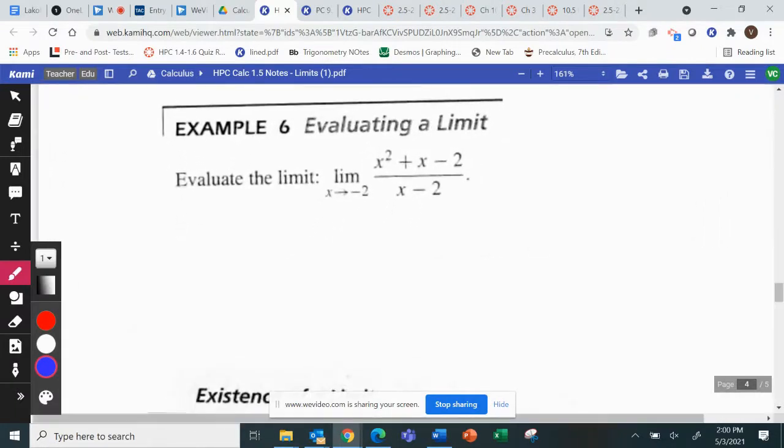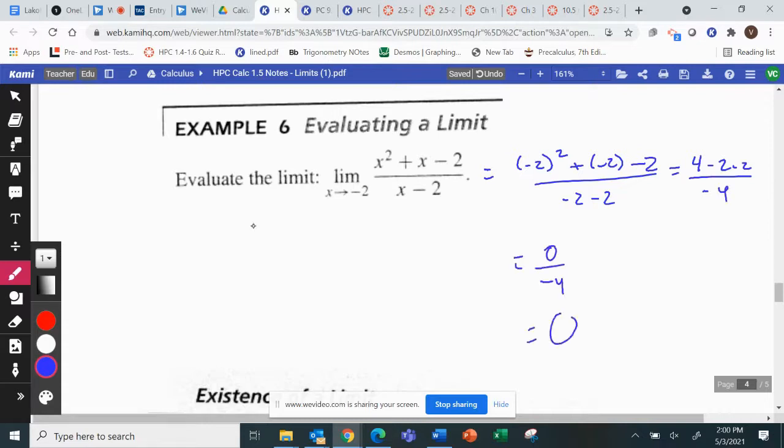Okay, so evaluating a limit. Can I put in -2? Yes, because the bottom's fine. So then we will just do -2 squared plus -2 minus 2 over -2 minus 2. 4 minus 2 minus 2 over -4. So I get 0 over -4, which is 0. So at -2, the y value is 0.